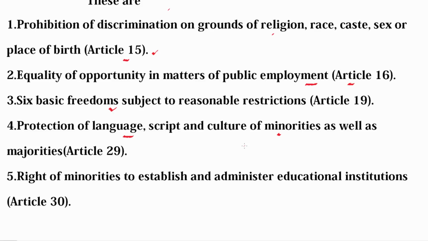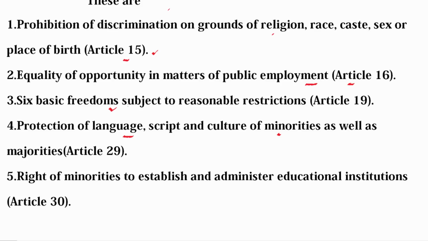There are 2 parts of this right. The first provision protects the right of a group, while the second provision guarantees the right of a citizen as an individual, irrespective of the community to which he belongs. I will explain these 2 articles, Article 29 and Article 30, in detail in my next video. Here in this video, I will be providing the trick to remember these rights which are not available to foreigners.